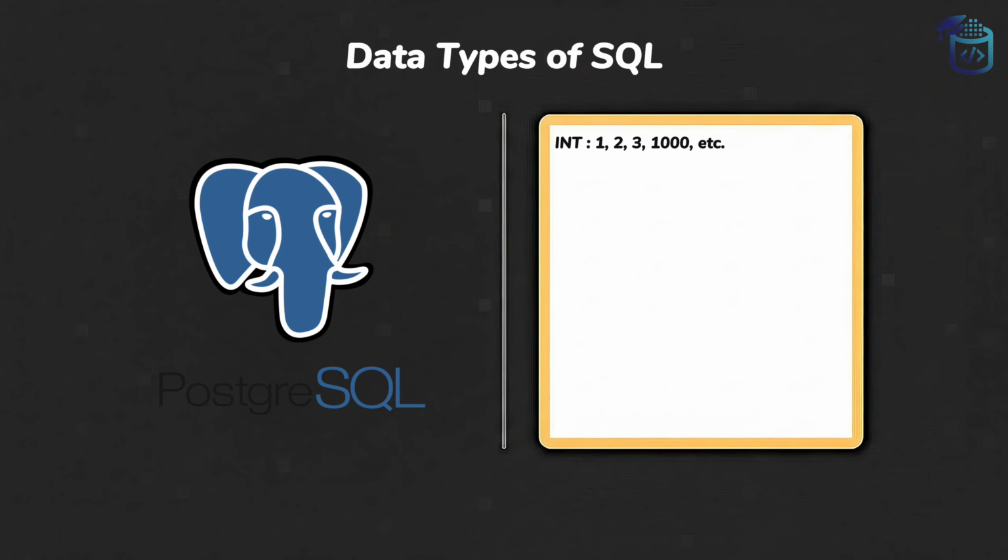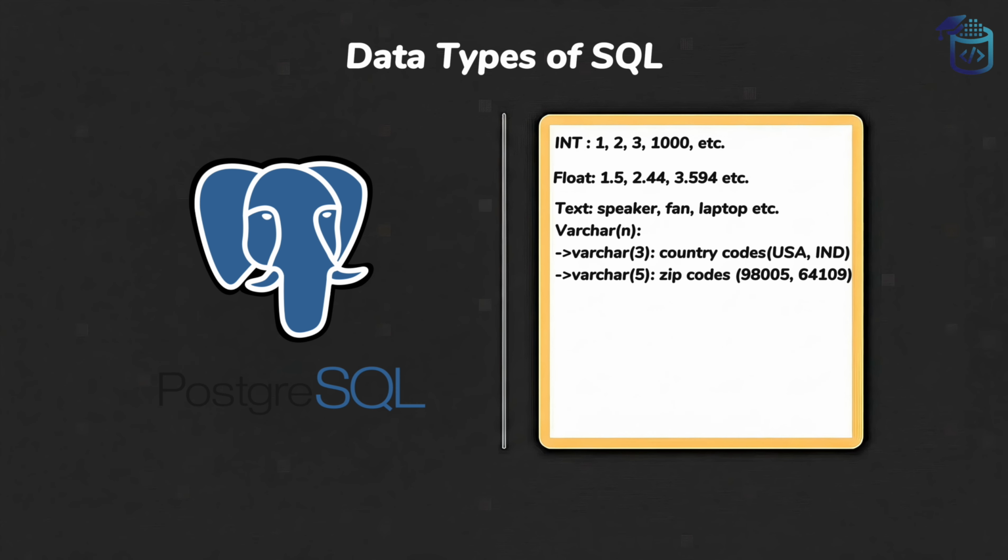Int for whole numbers like 1, 2, 3, 1000, etc. Float for decimal values like 1.5, 2.44, 3.594, etc. Text and VARCHAR for strings like speaker, fan, laptop, etc. Text type is used for dynamic character length, which is enough for most cases, or VARCHAR if you need variable character length. N is denoted for character length in VARCHAR, like VARCHAR of 3 for country codes like USA, IND, etc. VARCHAR of 5 for US zip codes 98005, 64109, etc.